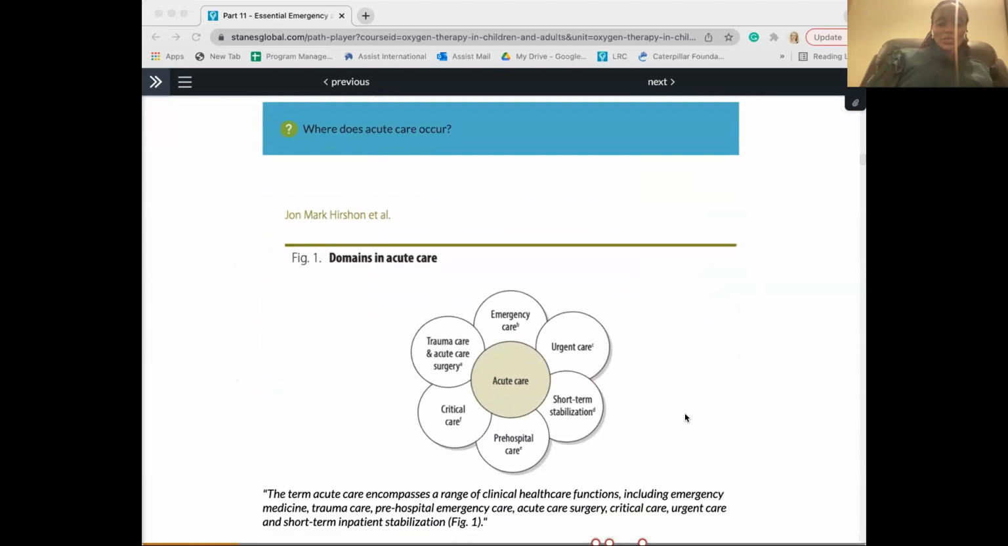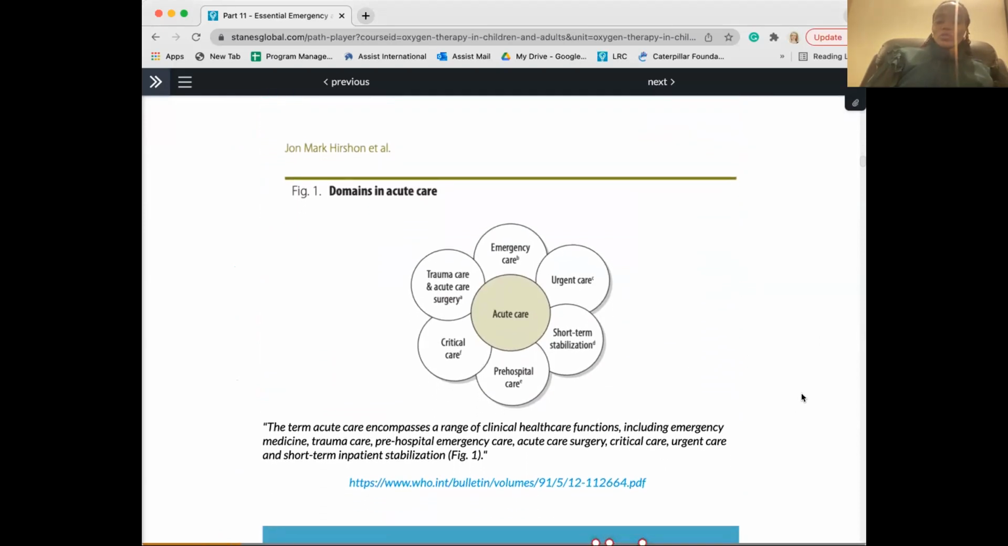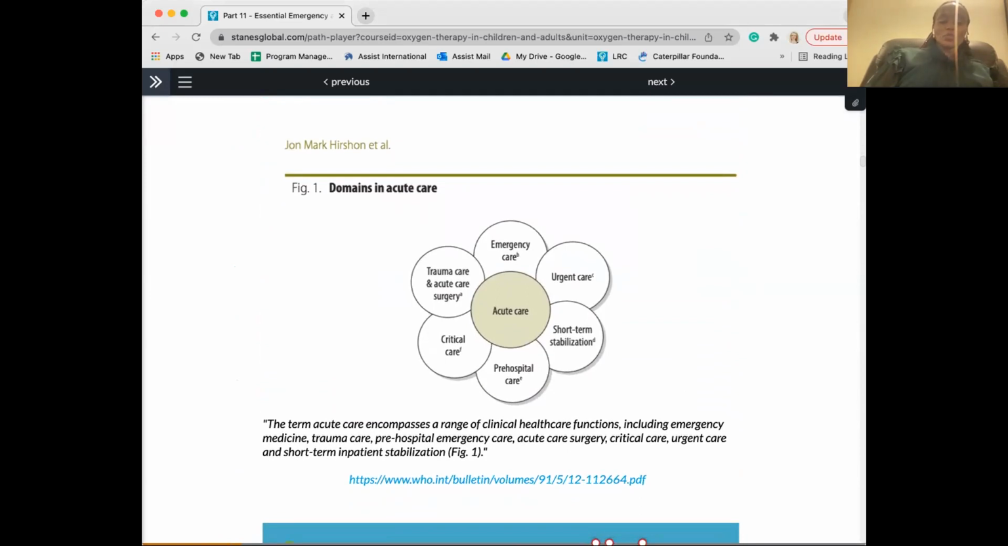So time is an issue here. Time is always an issue. So at what point does acute care occur? Acute care can occur in any setup. It can be pre-hospital, before the patient is taken to hospital, in the ambulance, or even at home, where you call the ambulance services to come and sort out the patient, or even take the patient to the next facility that is available.